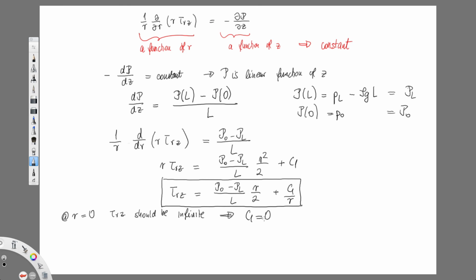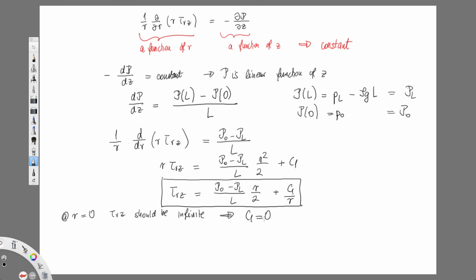Now, if I was actually solving for an annulus, can I do the same thing? No, because R equal to 0 is not part of my geometry, so who cares? I can have a very well-defined form. So this is a general form of tau RZ in a cylindrical geometry. In this particular case, it doesn't make sense to have C1 not 0, but that doesn't mean that that's always the case. So don't just automate it in your brain.